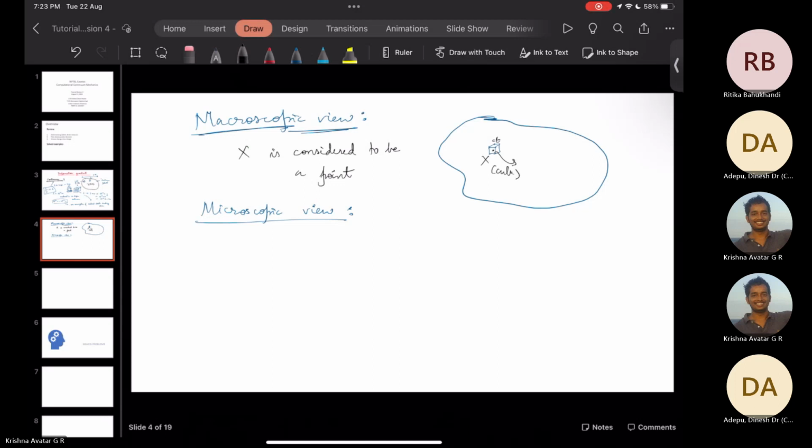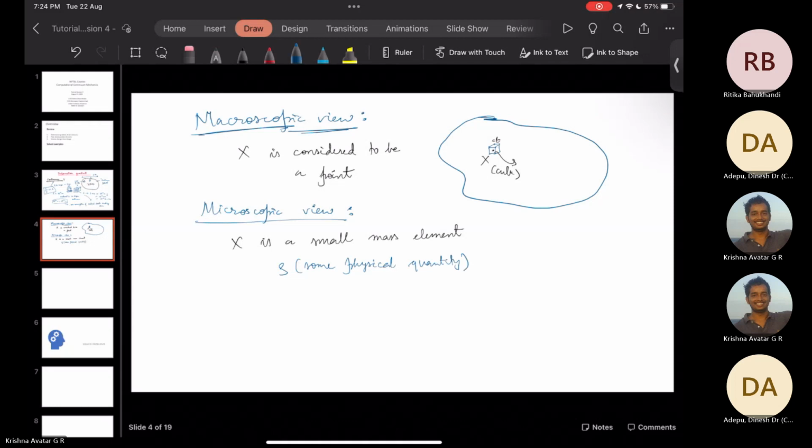However, from a microscopic view, X is a small mass element, if you call it that way. It's a small mass element, isn't it? Now you see they look very contradictory. What you do is you take X to be a small mass element, and you define any property, say something known as rho. Rho is some physical property. Later we'll call it density, but say rho is some physical quantity.